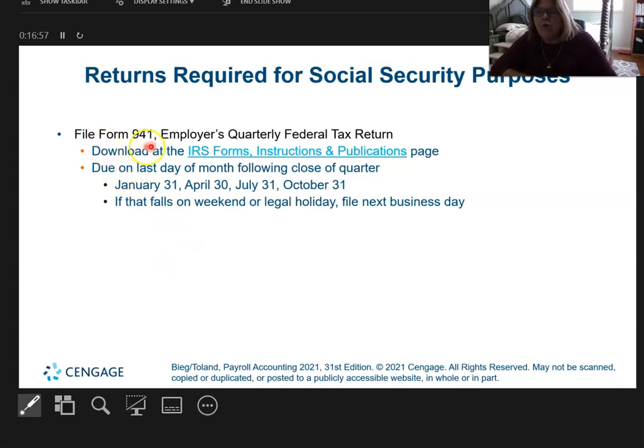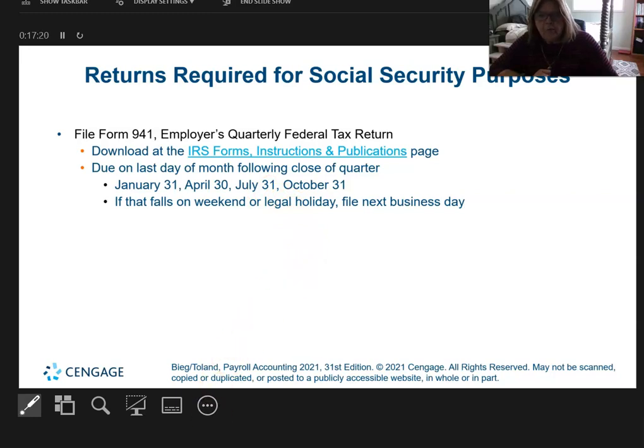And this is called Form 940. And the form can be downloaded. And so the form is actually due on the last day of the month following the close of the quarter. So the quarter is 3 months, so January, February, March. So the next month after would be the end of April 30th. And then we do April, May, June, and it'd be due at the end of July, and so on.